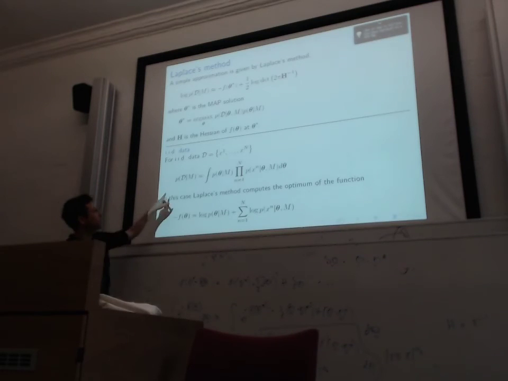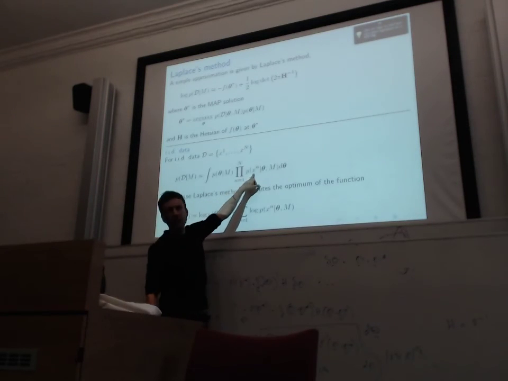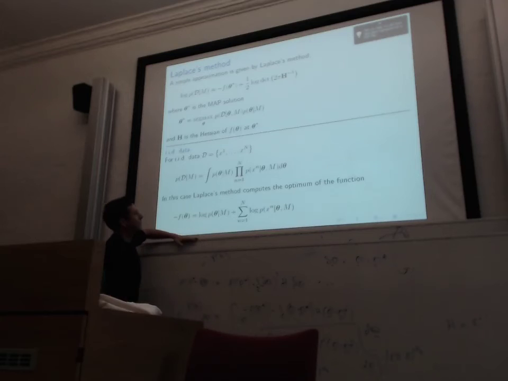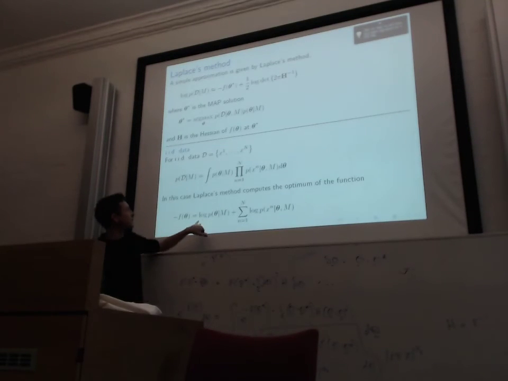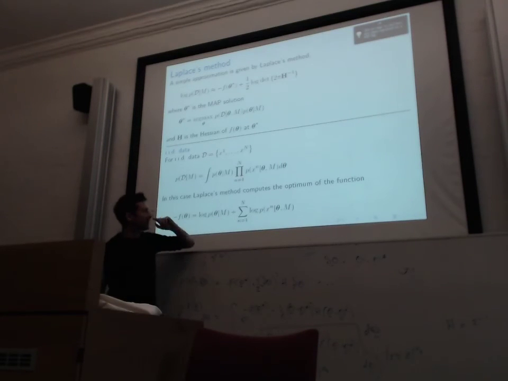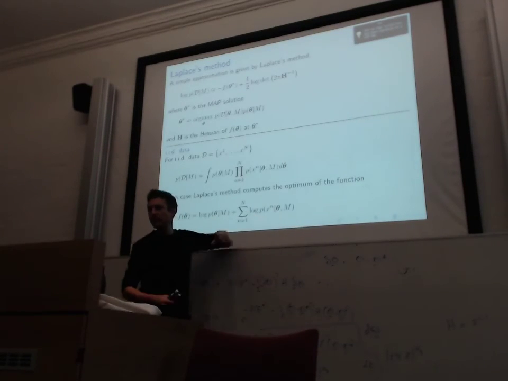So if you've got this kind of thing, a product of data points, then Laplace's method will just boil down to your function f being given by the log of the prior term plus the log of the likelihood term, which in that case would be the expression.